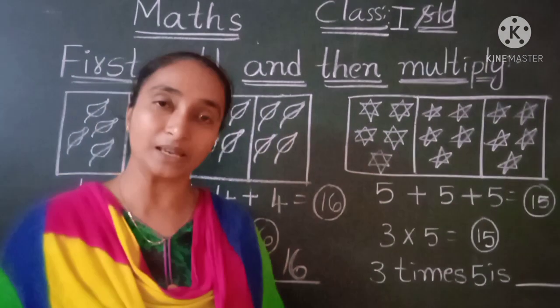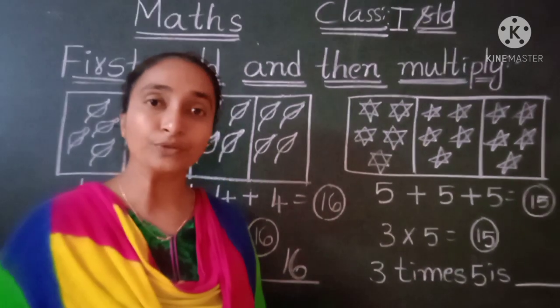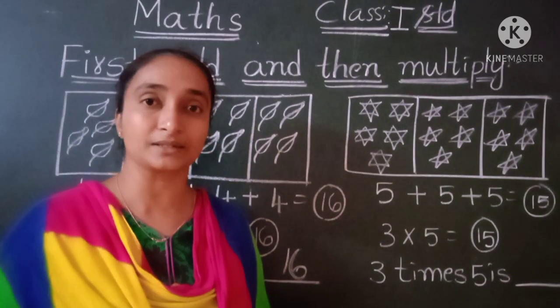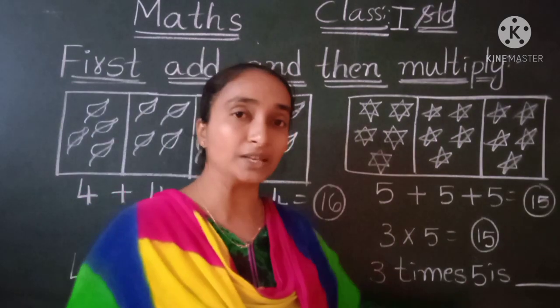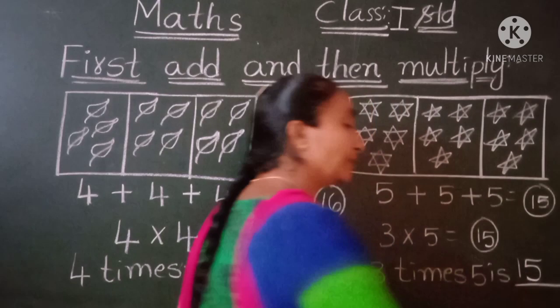Repeated addition gives the same answer, and multiplication also gives the same answer. So we have written 5 for 3 times. So 3 times 5 is 15. So here we can write the answer, children, 15.